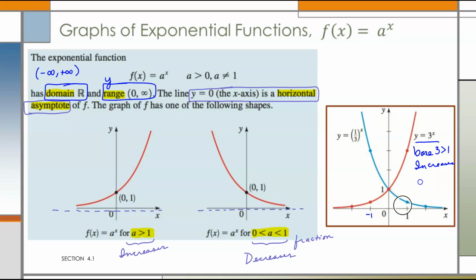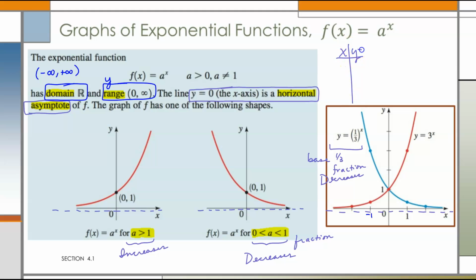Our next example is 1/3 to the x power. What is our base? 1/3. That is a fraction. So that means our graph decreases. As I trace it from left to right, our graph decreases, approaching the x-axis as a horizontal asymptote. Okay, again, we're going to get a little bit accurate on our graph. We're going to pick some x values.